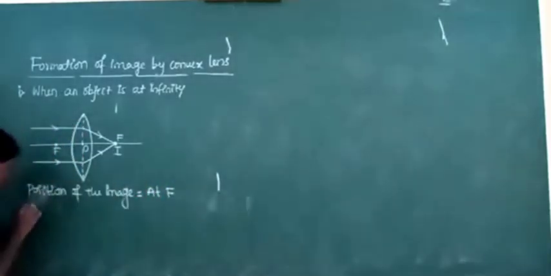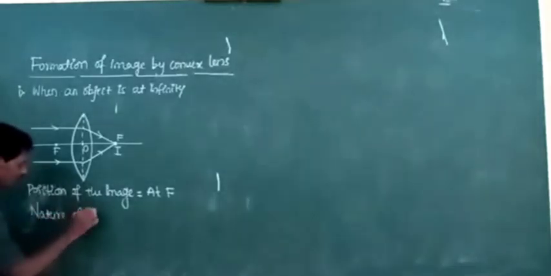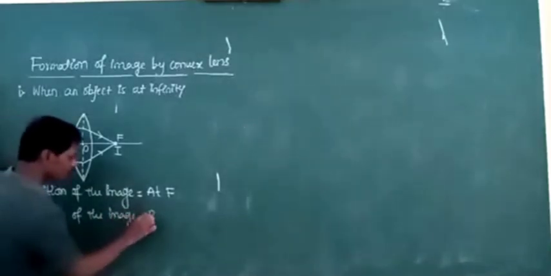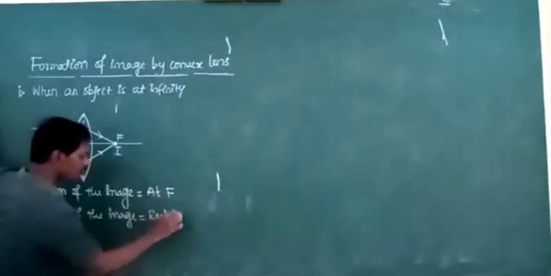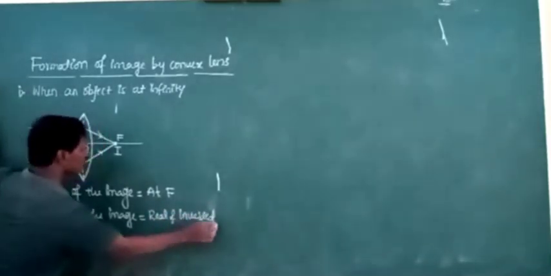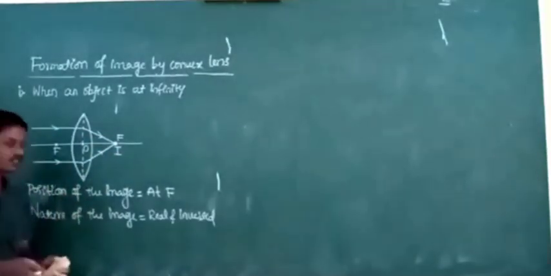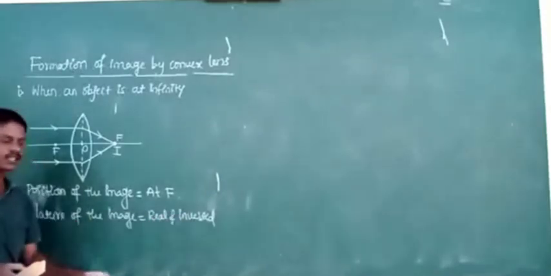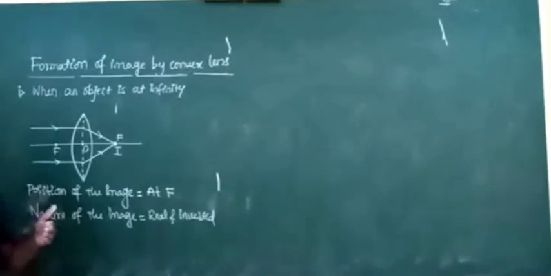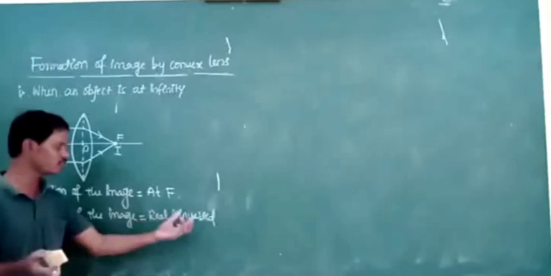Next, what is the nature of the image? Nature of the image is real and inverted. Why is it real and inverted? Because this image is formed due to convergence of light, not divergence of light. That is why it is real and inverted. Real image means we can obtain this image on the screen. Okay, that is called real and inverted.